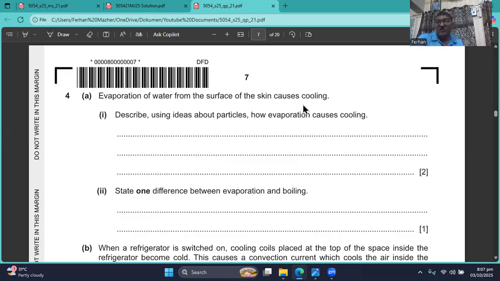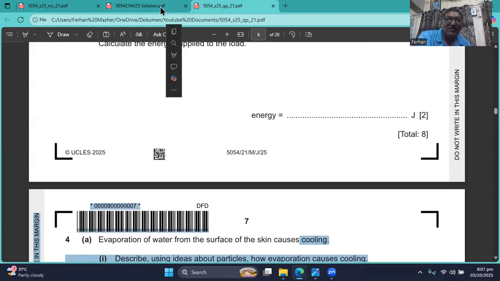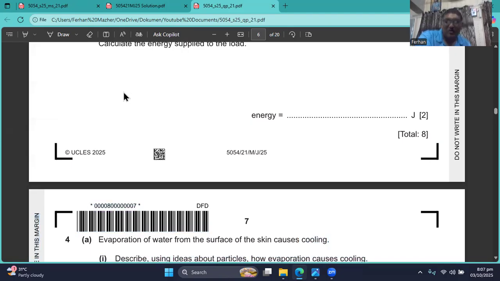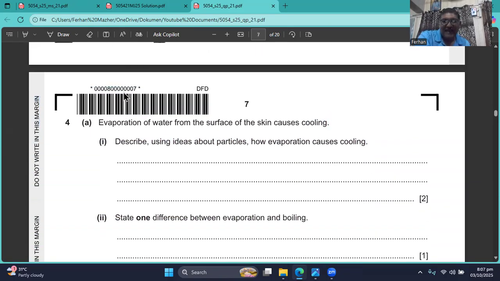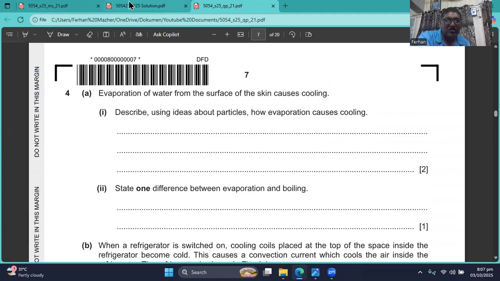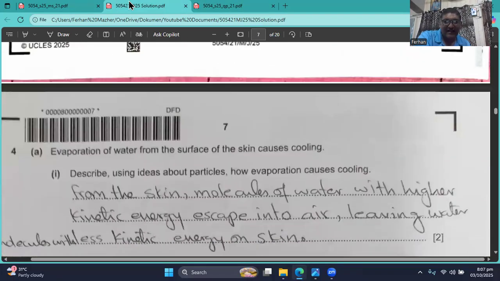You know, the temperature of the water depends upon the average kinetic energy of its particles. So the temperature of that water will drop and your skin will start feeling cold. Okay, so this is my explanation. Let me show you. I have written this answer as well.